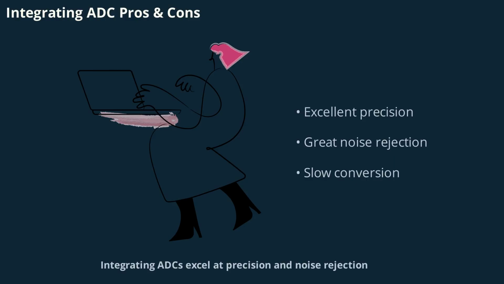Integrating ADCs excel at precision and noise rejection, making them ideal for laboratory and industrial measurements. However, they're much slower than other types, so they're not suitable for fast-changing signals. If you need accuracy over speed, integrating ADCs are a great choice.